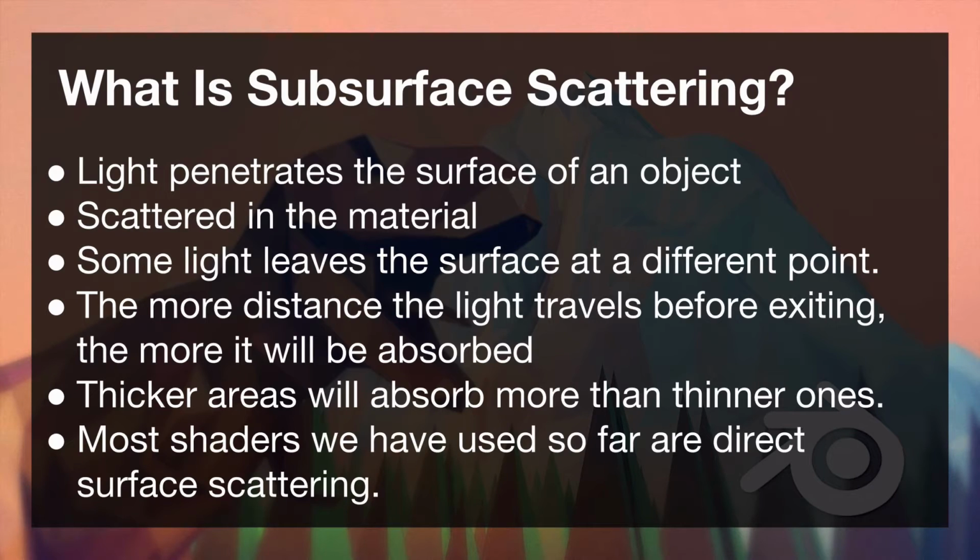Now, most shaders we have used so far are an example of direct surface scattering. So a diffuse shader is how the surface reacts to light. A gloss shader, again, is how the surface reacts to light. Subsurface scattering is a form of indirect surface scattering, where the light enters the material.